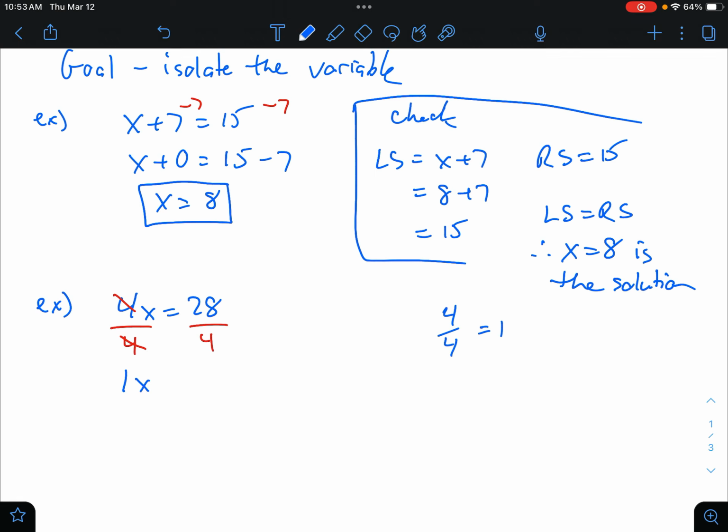That's what my goal is. I want to turn the equation into just x equals. So I need to get rid of that 4. How I do it is divide out a 4. Okay? Now you're going to do that on both sides. So you can't do it on one side and then not do it on the other. You got to do it on both.